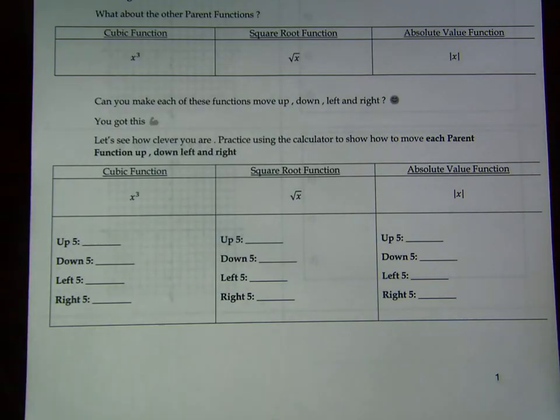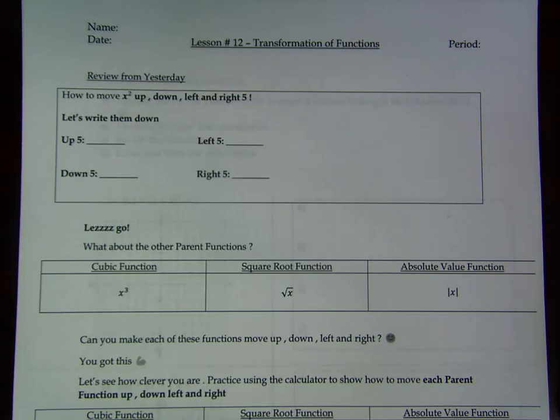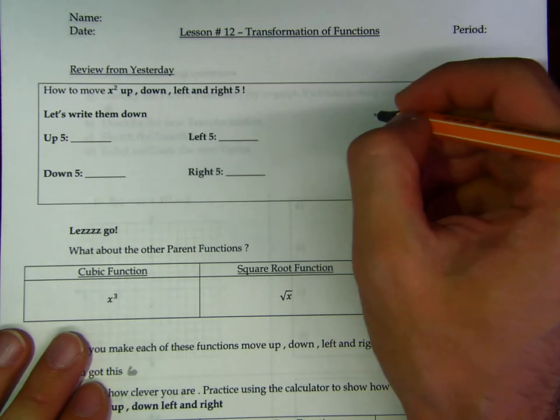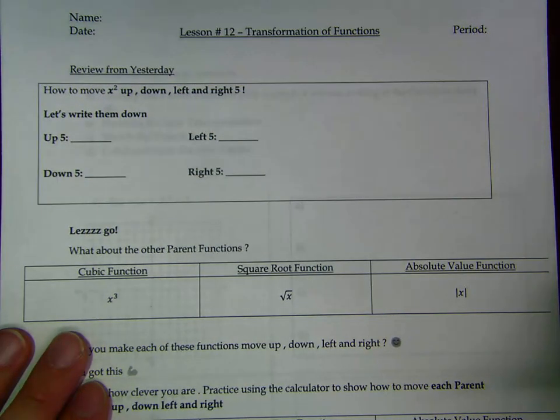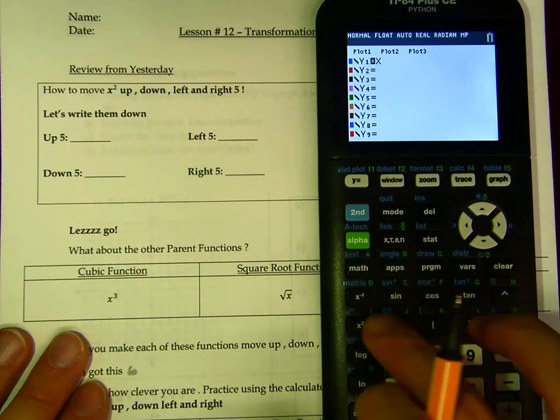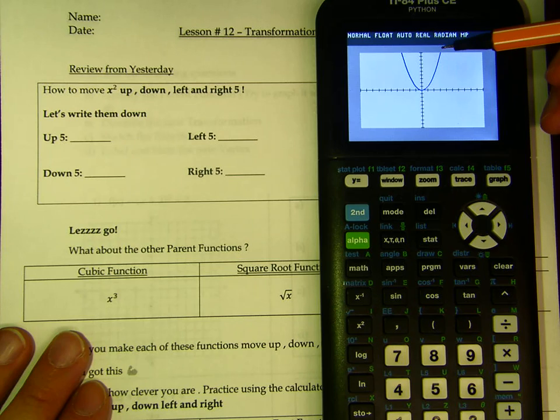Okay, so here, let's look at the next part. What did we do, right? So if we have some x squared, what does x squared look like? If I hit y equals, if I type in x squared, what does x squared look like? It looks like some parabola like this, right?